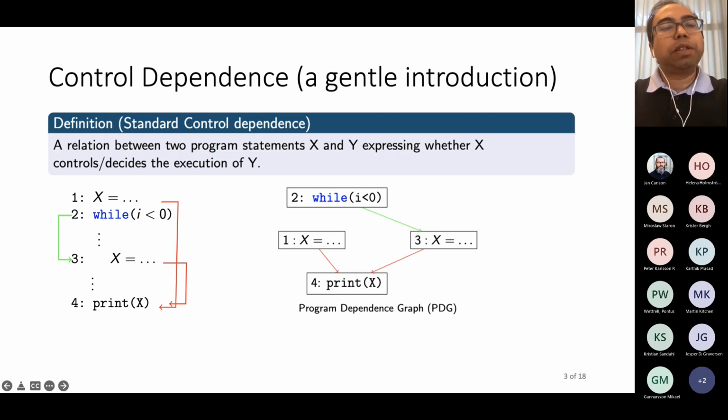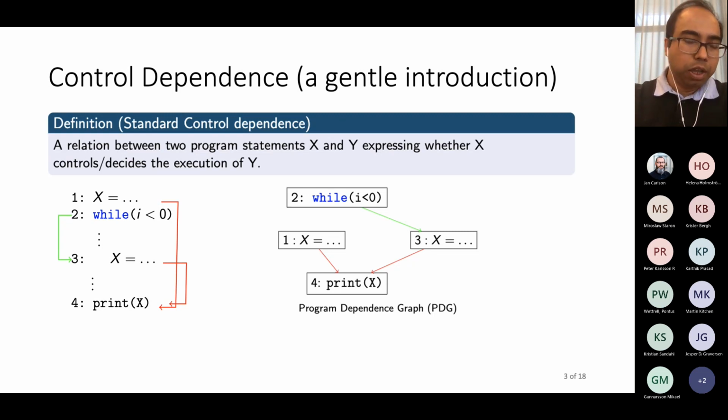So what is control dependency? It is a relation between two program statements stating whether one controls the execution of another. If we consider this simple code fragment, this condition in the while loop controls the execution of this update instruction x at statement 3, and then we say that statement 3 is control dependent on statement 2.